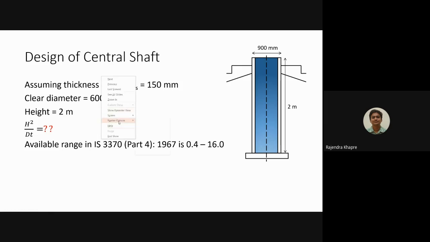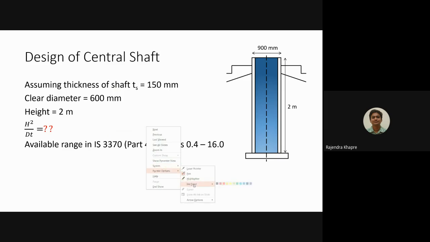Okay. So if you consider the thickness as 150 millimeters, the clear diameter will become 600 mm. Because the thickness has to be deducted from both the sides, so the clear diameter is going to become 600 mm.